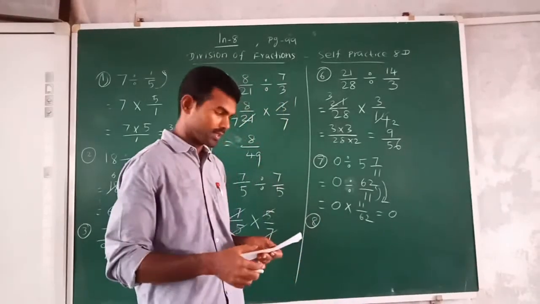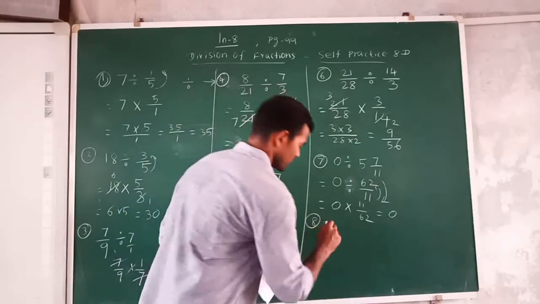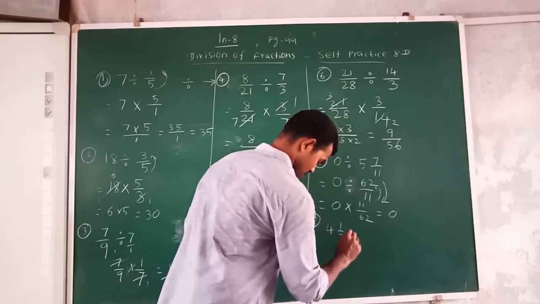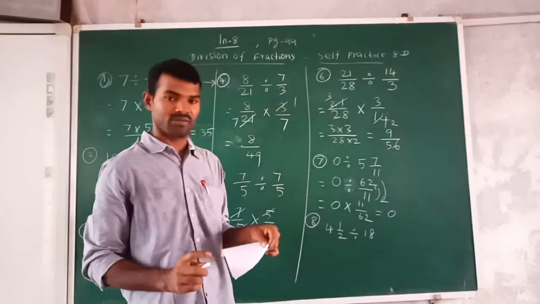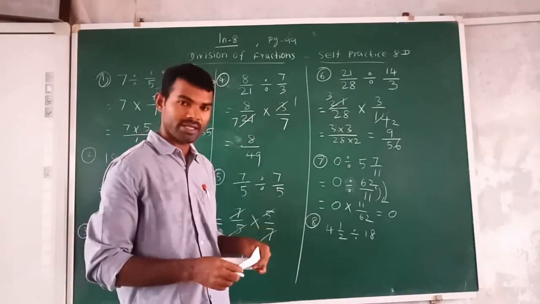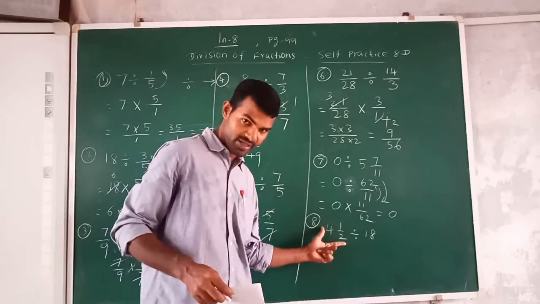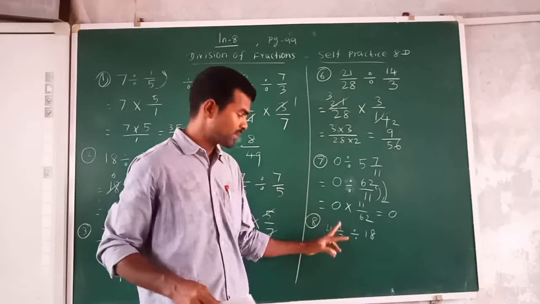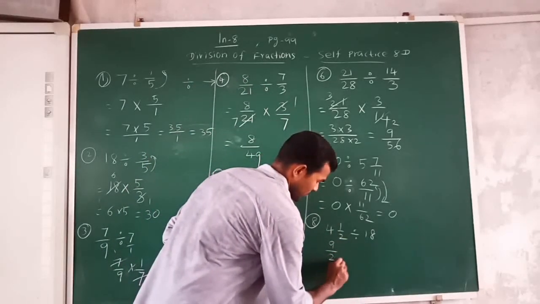Question number 8. That is 4 1 by 2 divided by 18. This is the question. So first convert the mixed fraction into improper. 4 multiplied by 2 is 8. 8 plus 1 is 9, that is 9 by 2.